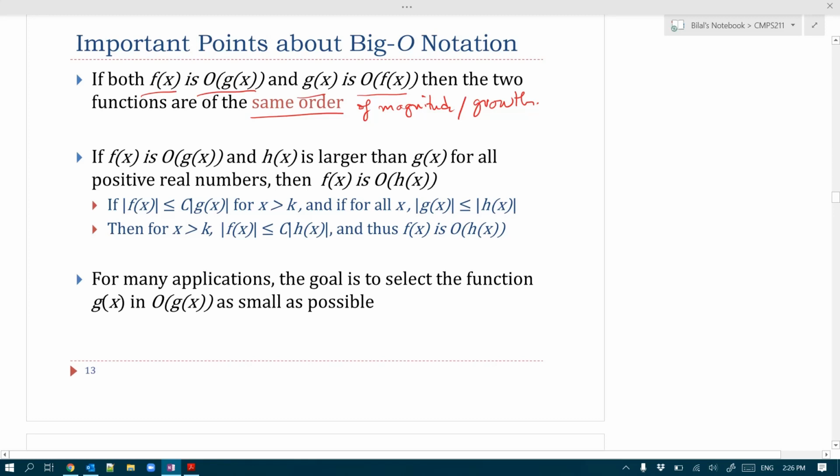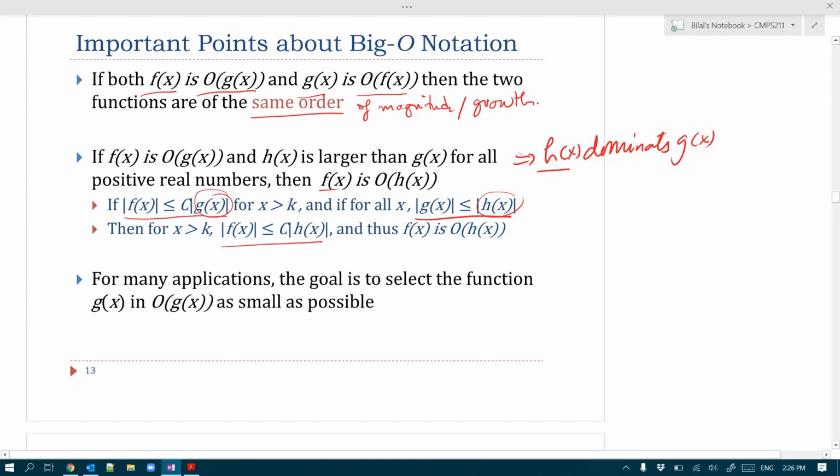If f of x is big O of g of x and h of x is larger than g of x for all positive real numbers, it means that h of x is actually dominating g of x. Well, in this case, clearly h of x dominates f of x. Because when you are able to write this, then you will be able to write this at the end. Why? Because g of x is less than or equal to h of x for every x.